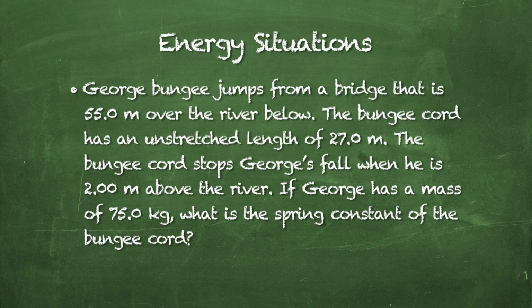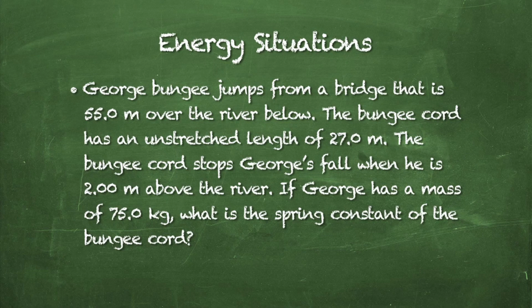So we have to save George's life. We don't want George to hit the river, so we have to calculate the strength of the bungee cord that we use. In practice, what would happen is you would use a thicker or thinner bundle of bungee cords to have just the right spring constant to keep your bungee jumper from hitting whatever it is at the bottom of the jump. And this is the kind of calculation that you have to do.